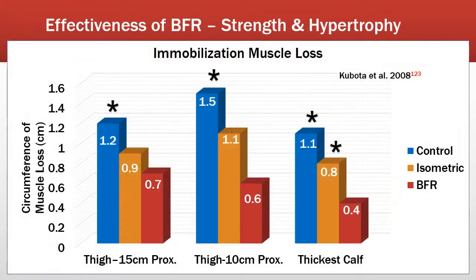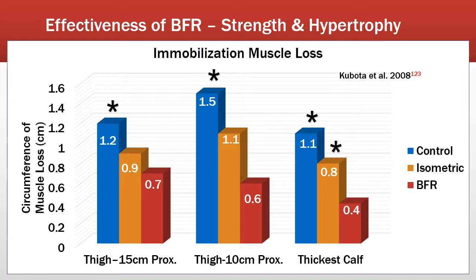Okay, so here are the results. You can see on the y-axis you have circumference of the muscle loss, so you're looking at the muscle loss of the immobilized limb. You can see for the control group, not surprisingly, shown by the asterisk, there's a statistically significant difference, with more muscle loss in the control group. Second to that is the isometric group, which also had additional muscle loss.